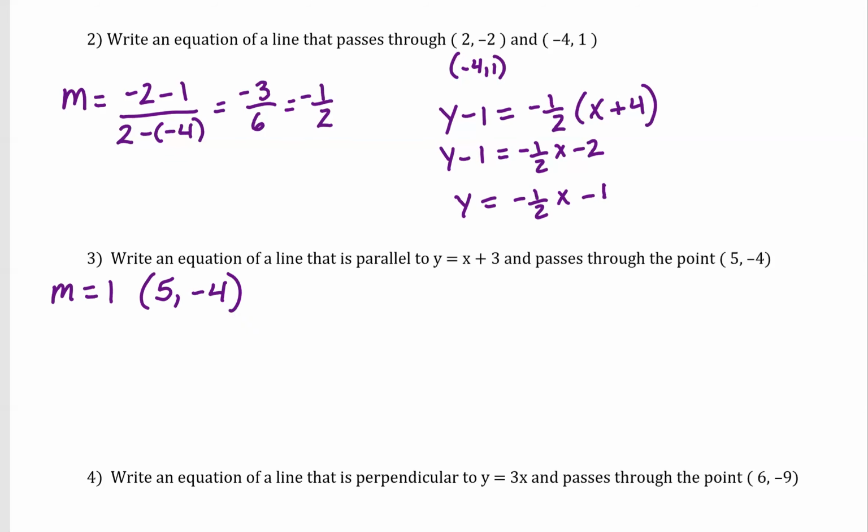We're going to use point slope here, so we'd have y minus negative 4, and a minus minus makes a plus. The slope is 1, and then it's x minus the x value. Solving for y, we would subtract 4 from both sides, and negative 5 minus 4 is negative 9.